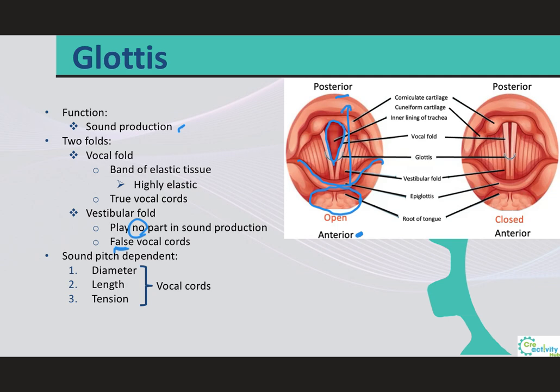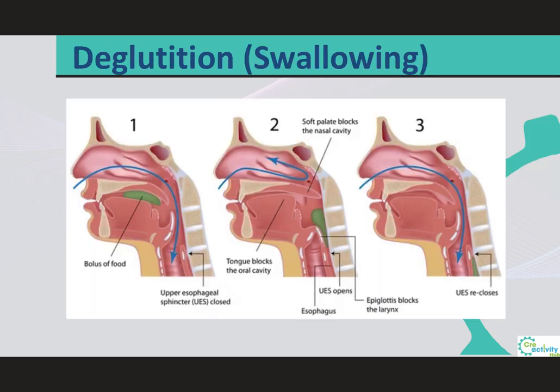Now, the production of sound or the sound pitch will depend on 3 things: the diameter, the length, and the tension of the vocal folds. Now, the diameter and the length are going to be related to the size of the larynx, and the tension is going to be controlled by the contraction of the skeletal muscles that surround the larynx. Now let's see how the swallowing process or deglutition occurs and the role of the epiglottis in this function.